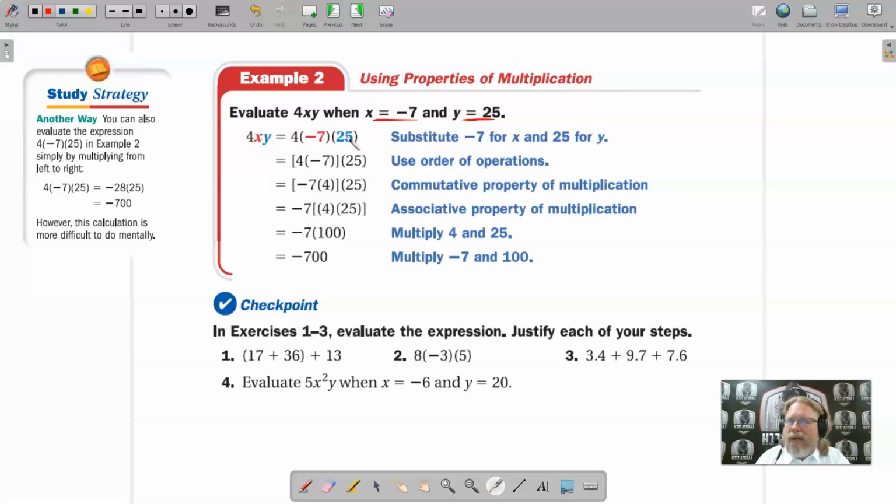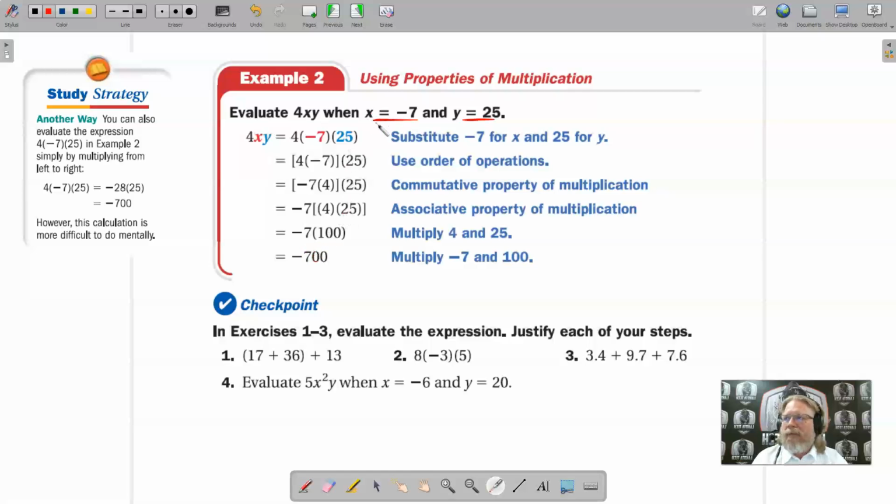Now you're probably thinking, and hopefully you're thinking, that, gee, 25 times 4 is easy. That's like 100, right? And then I just need to take 100 and multiply it times -7, which is -700. Well, 100 times 7 is 700. Positive times negative is negative. So yeah, the answer is -700.